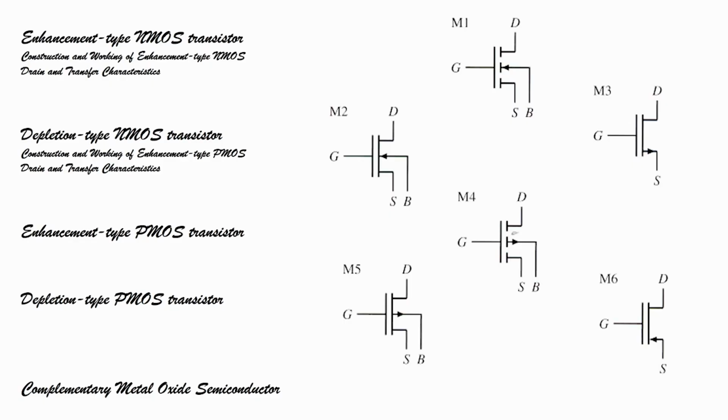Whatever I have told you earlier is the same thing. You can see how the enhancement type transistor looks, how the depletion type transistor looks, how the enhancement type PMOS transistor looks, how the depletion type PMOS transistor looks, and then we will also see the complementary metal oxide semiconductor. So, let us first talk about the enhancement type NMOS transistor.